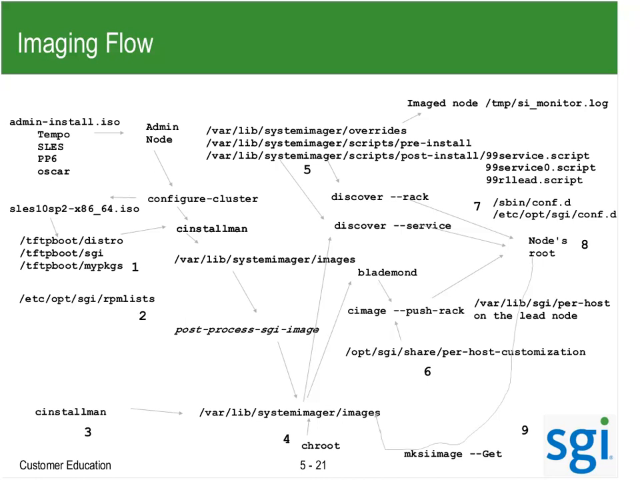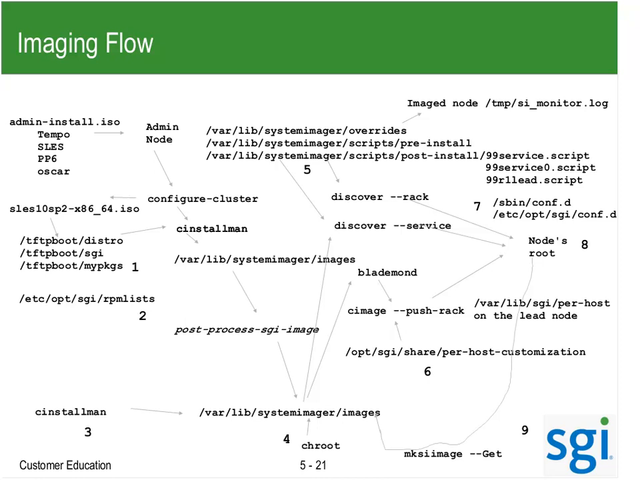Then in configure cluster, or today by hand, you run the cinstallman, and it's going to take the distro, SGI, my-packages, and also the opt/sgi RPM lists. It will take the RPM list and build an image. All of our images, and I think it was Megan that was asking, all of our images are in /var/lib/systemimager/images. So right now we have 3 images in there: the lead, the service, and the compute. And all these were created by mksiimage.